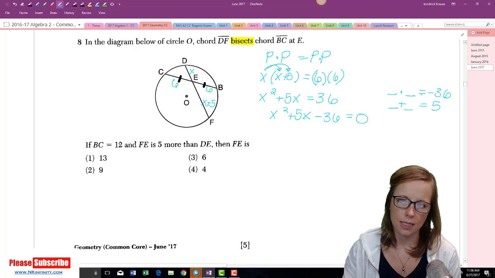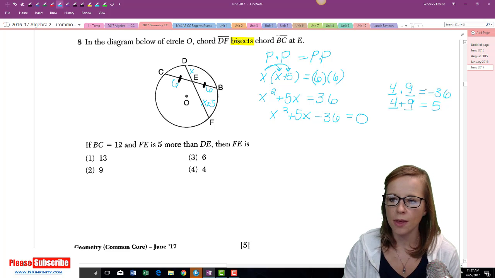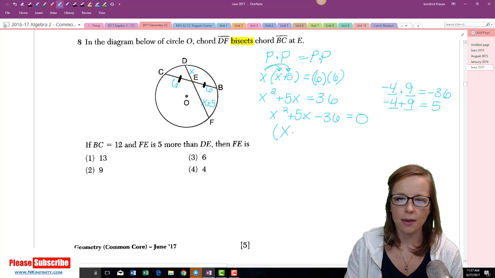Well, I know it's not 6 and 6. I know it's not 2 and 18. So then try 4 and 9. 4 times 9, 4 plus 9. Okay, well, one of them has to be negative. So if it ends up to be positive 5, then it's negative 4 and positive 9. So that checks out. So x minus 4 times x plus 9 is equal to 0.